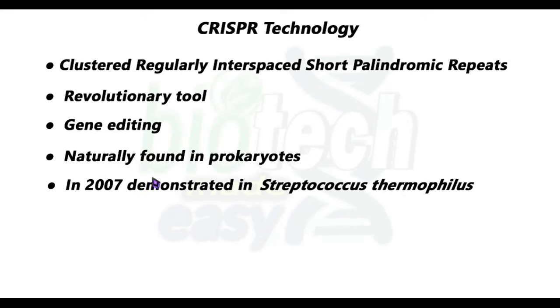It was discovered in 1987, but in 2007 the function was demonstrated in Streptococcus thermophilus. It was noted that whenever a new bacteriophage attacks the bacteria, a new spacer sequence was incorporated. Another noticeable thing was that the DNA sequence of a spacer was the same as part of the viral genome. So that showed that the bacterial cell keeps the record of the infection in the form of a spacer. We'll discuss these spacers at length.